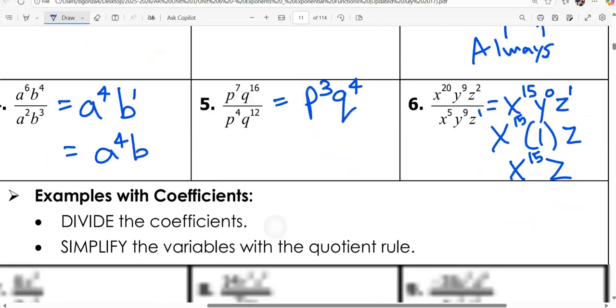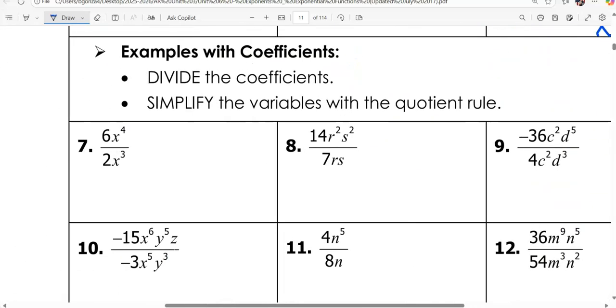All right, y'all ready? What do we do about the coefficients? If you got a coefficient, you got to divide that first. That's the only new step. So ready? Here we go. What's 6 divided by 2? 3. And then what do you do with these powers? Subtract. Top minus bottom. 4 minus 3 is 1. 3x to the 1 is just 3x.